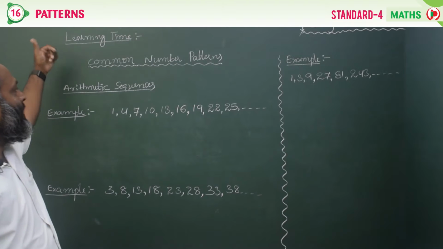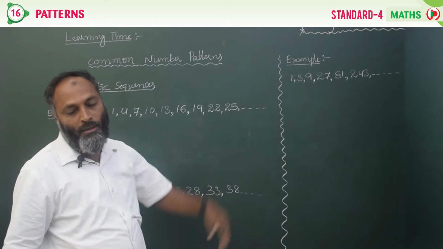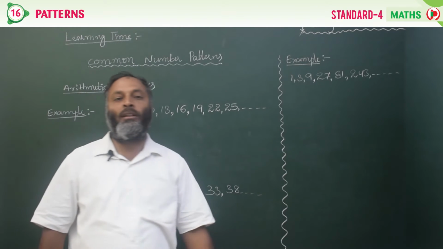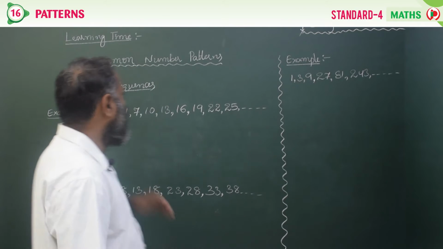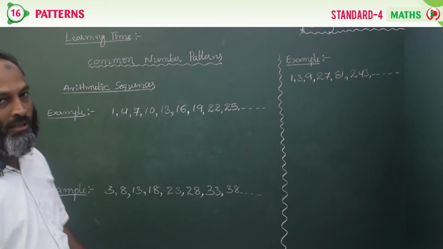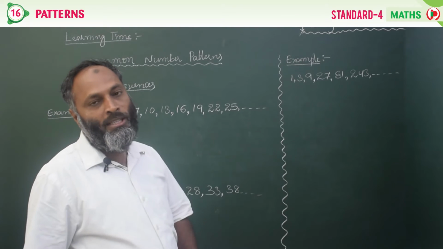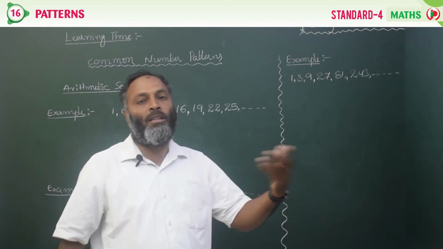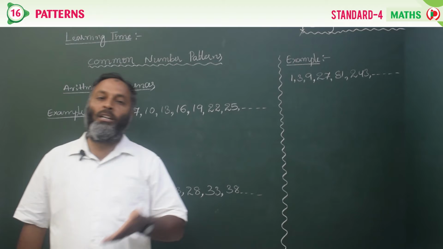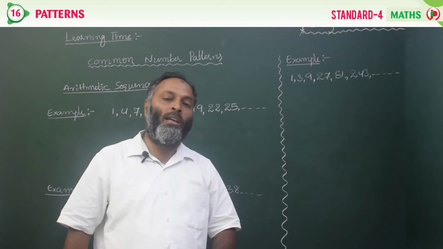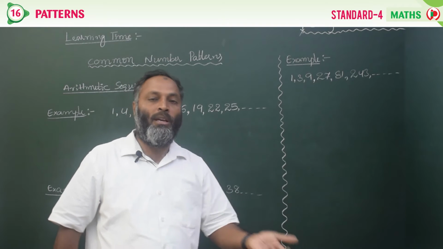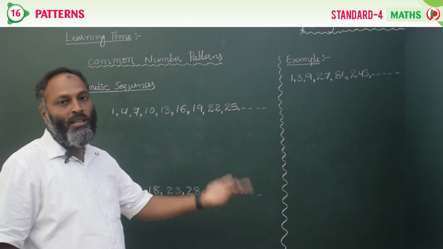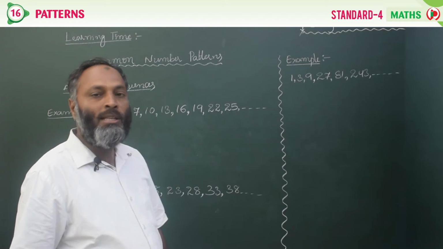Now students, next in learning time, common number pattern. What is a common number pattern, and how do we decide which number will come according to the sequence? Here the sequence is called an arithmetic sequence. In an arithmetic sequence, if we add a common number, we get the next number. We should check what common number we are adding to get the next number. If addition is there, that is an arithmetic sequence.